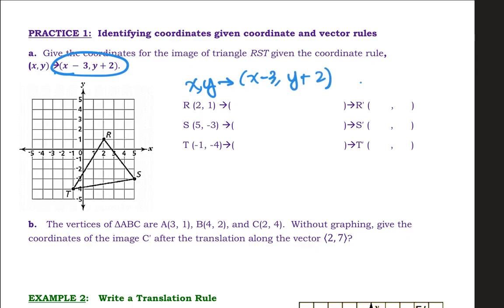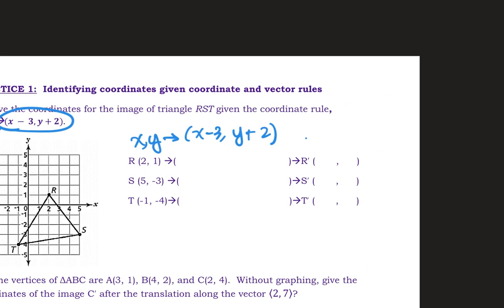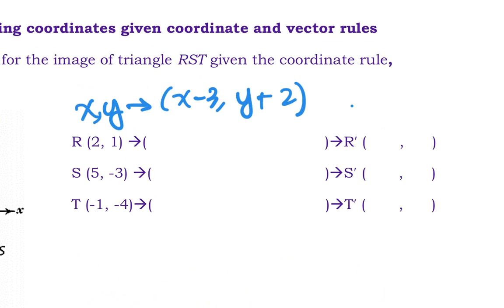Now, some of us can mentally do it, right? If we can't, just take your time. There's no rush. Better you guys take your time than rush through it. This is going to be 2 minus 3, 1 plus 2. What did y'all get for the R prime?